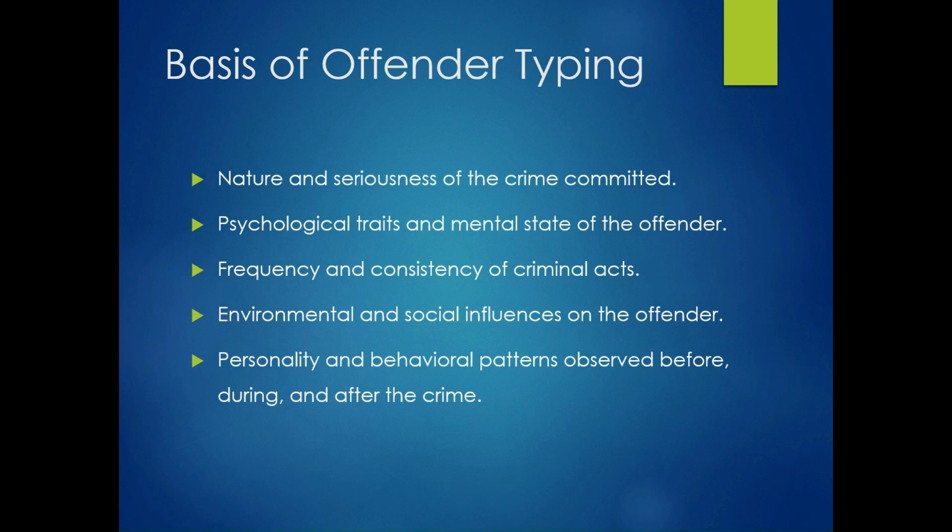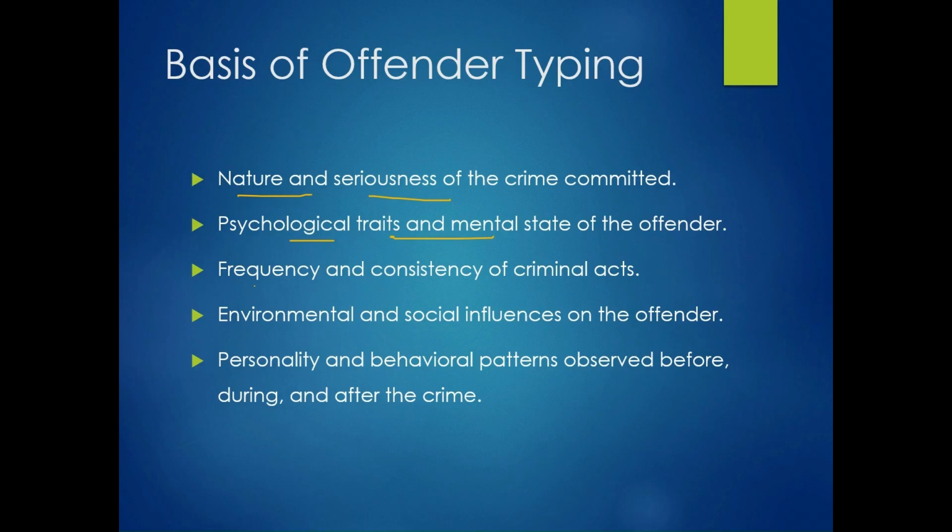What is the basis of offender typing? Offender typing depends on several factors. First of all, the nature and seriousness of the crime committed. This means, is the crime violent? Is it property related? Or is it something financial? What is the nature, and what is the seriousness of the crime committed? Secondly, psychological traits and mental state of the offender. What is the mental and emotional state of the offender? Whether they acted out of anger, or was it a need, or is it a mental disorder?